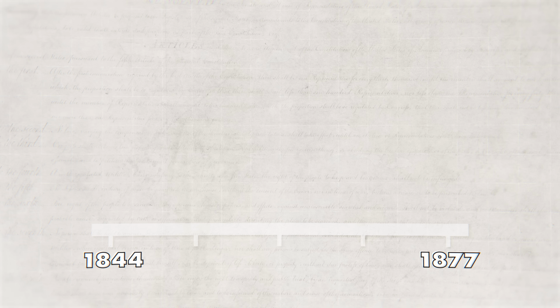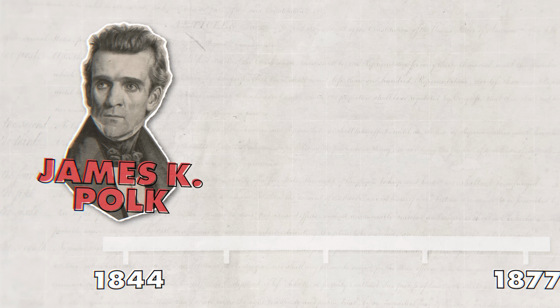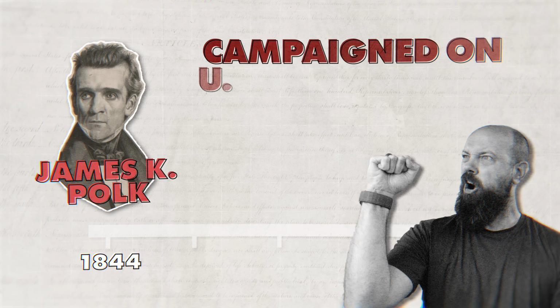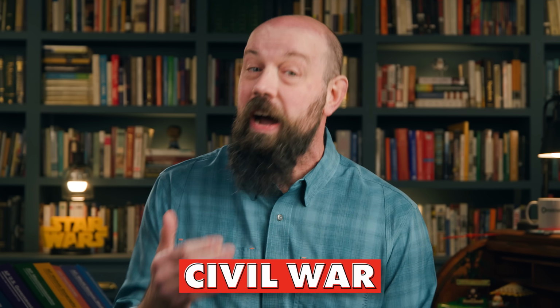Okay, so the time period for this unit is 1844 to 1877, and 1844 is significant because it marked the election of President James K. Polk. Now, I'll talk more about him in the next video, but for now, you just need to know that Polk's whole campaign was an appeal to U.S. expansion into the West. And that's the major theme of this unit, because it's going to cause all kinds of problems that the US, as it turned out, could only solve through a great cataclysm of violence known as the Civil War.